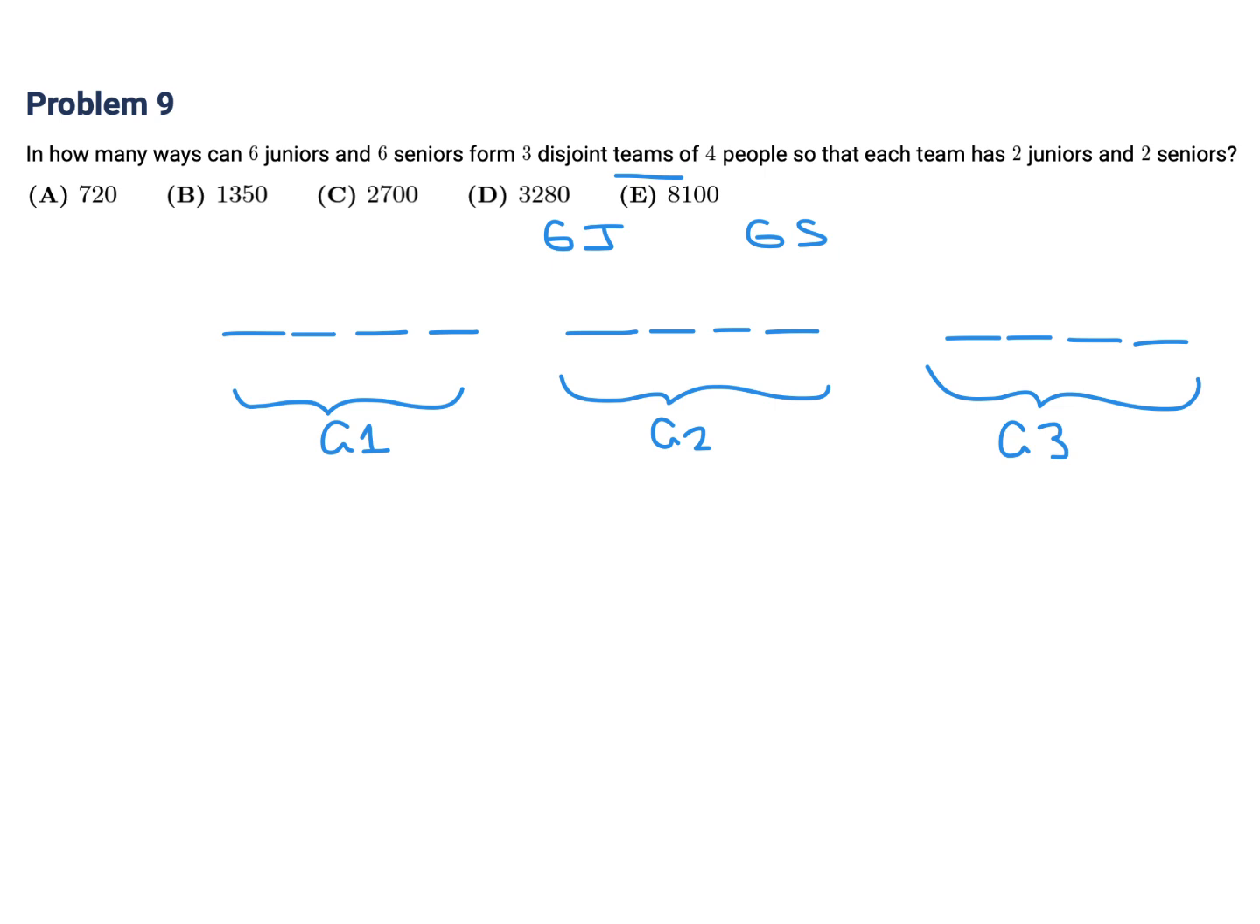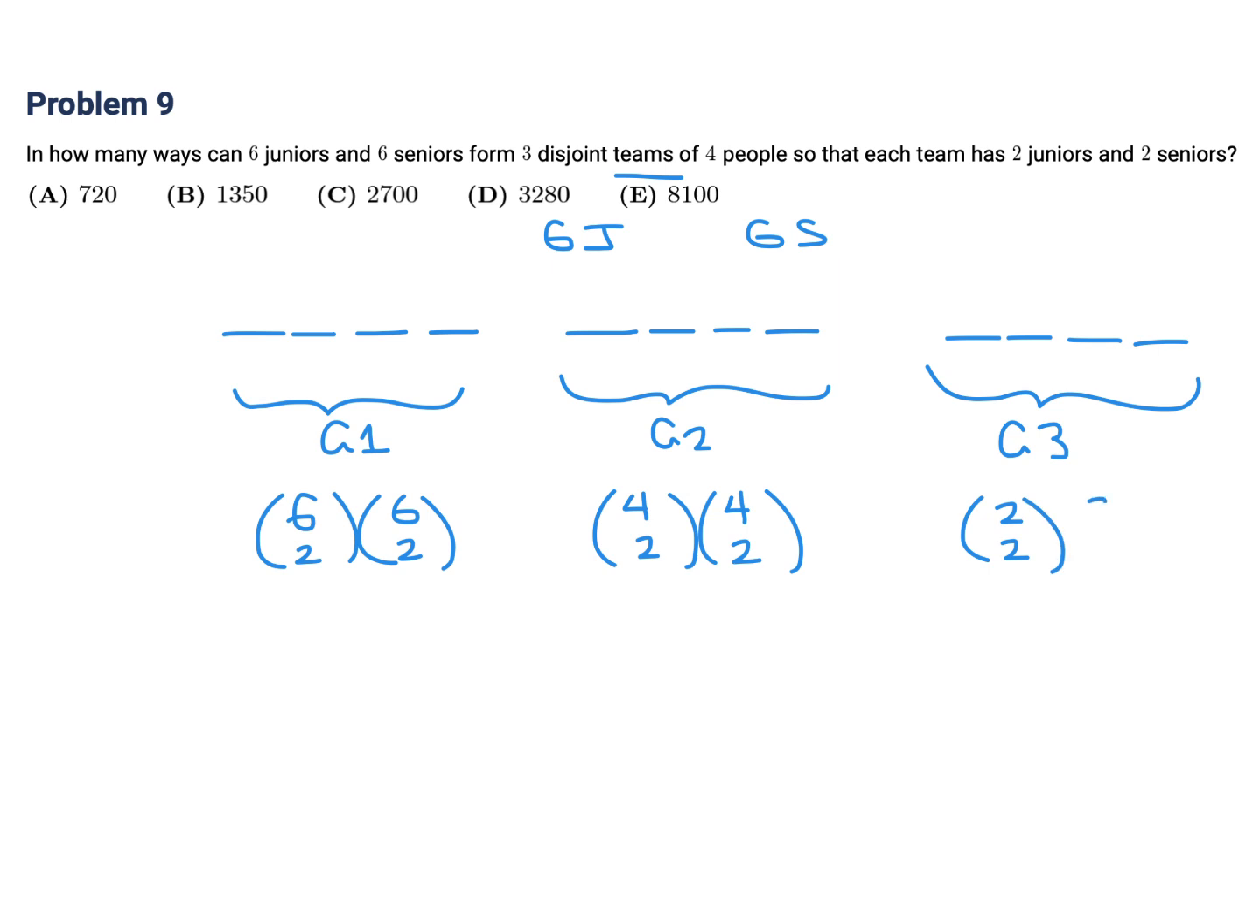For group 1, from the 6 juniors, we have to choose 2. And then from the 6 seniors, we have to choose 2. Now there's only 4 juniors left, so from those 4, you choose 2. And then there's only 4 seniors left. From those 4, you choose 2. Now there's only 2 juniors left. From those 2, you choose 2. And then from the 2 seniors left, you choose 2. So I'm pretty sure that's the math.